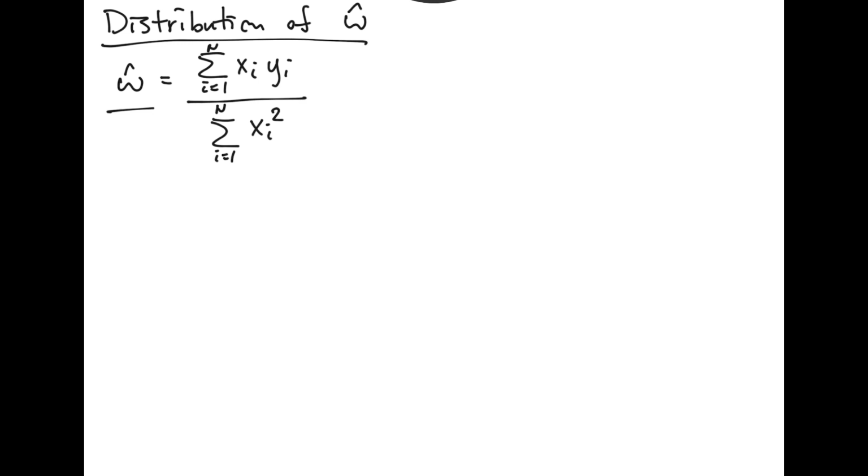Now, to make this a little easier, we're going to first do a simpler exercise, which is finding the expected value of w hat. That's not the full distribution, but it's one of its statistical properties. So we want to know the expected value of w hat. What is that? In order to find it, we're going to begin by just taking the expected value of both sides. We'll say E of w hat is equal to E of this whole thing.